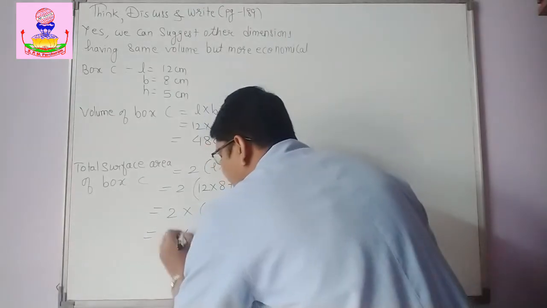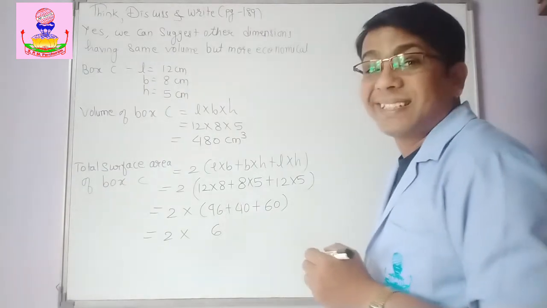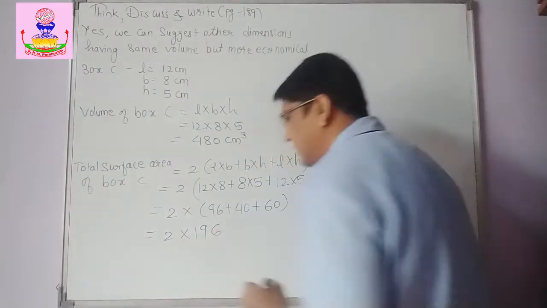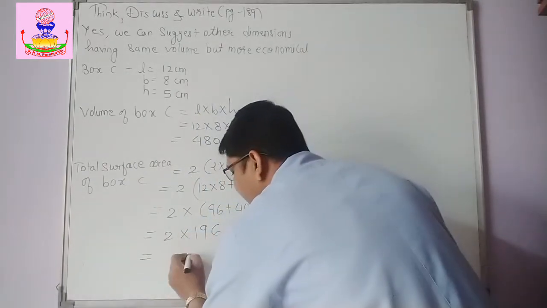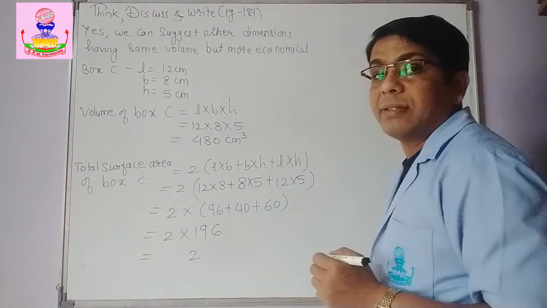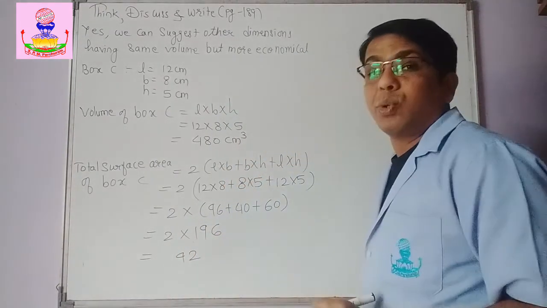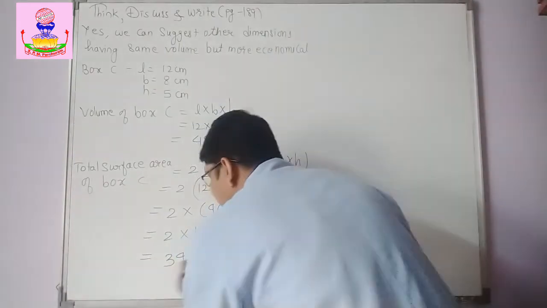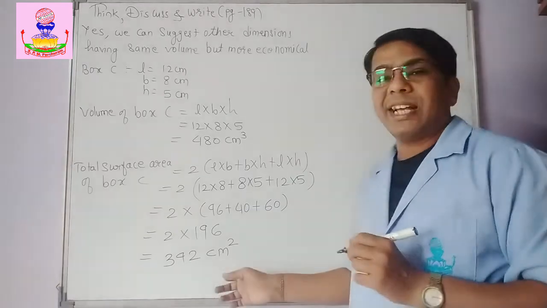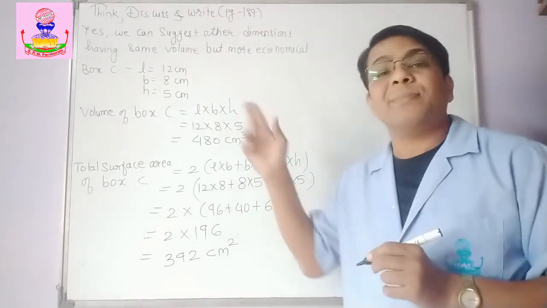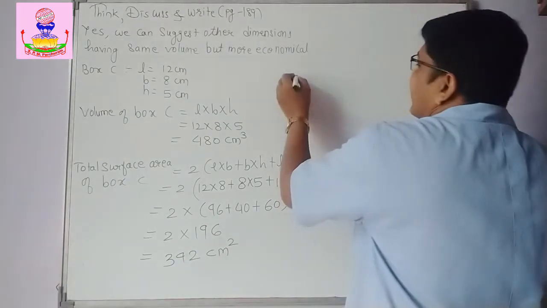Okay. Now, 6 plus 0 plus 0, that is 6. 9 plus 4, 13. 13 plus 6, 19. So, 196. So 2 into 196, 6 2s are 12, 1 carry on, 9 2s are 18, 18 plus 1, 19, 1 carry on, 2 1s are 2, 2 plus 1, 3. So 392 centimeter square. Now here you can see as the total area is smaller than box A and box B, it is more economical.